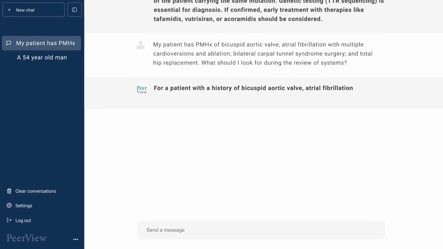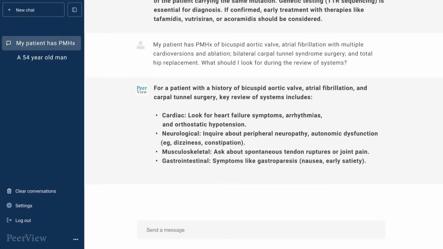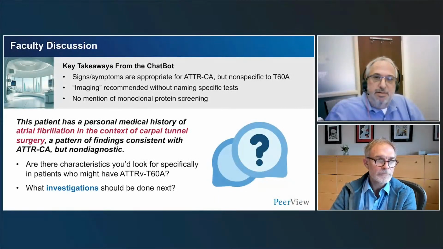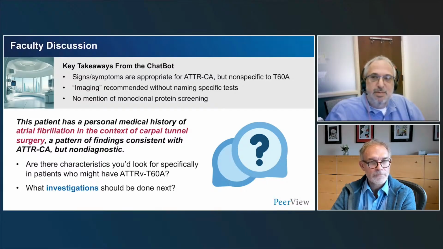And the chatbot elucidates, looking at cardiac issues, neurological, musculoskeletal, GI, and renal, somewhat nonspecific renal findings there. So I think the chatbot does provide us with some signs and symptoms that are appropriate in general, but again, not very specific for the particular variant we're talking about. And it is important, I think, when you're approaching a patient to be quite knowledgeable about the age of onset of the particular variant, and what are the clinical manifestations, as Julian indicated, that are highly relevant. And that information is usually available from large studies or case series.